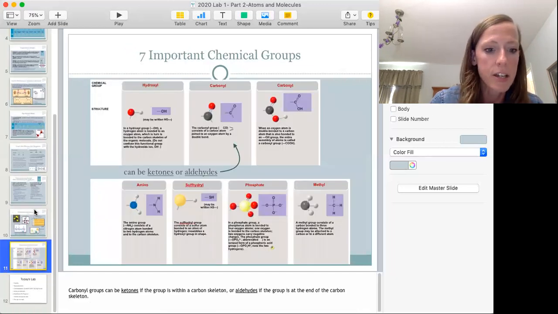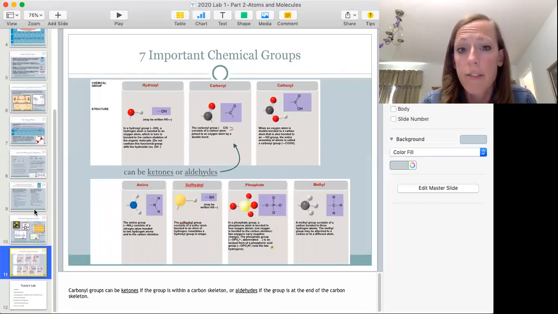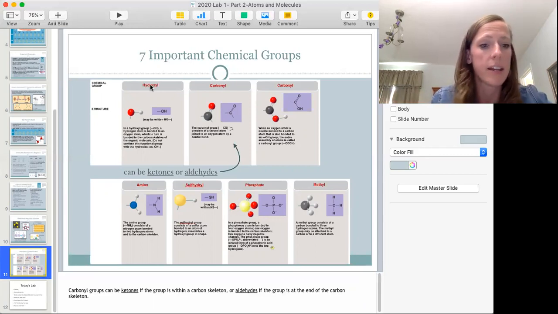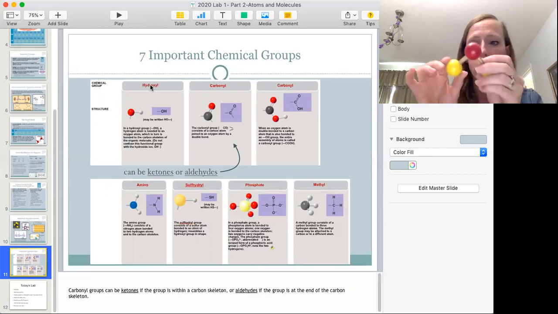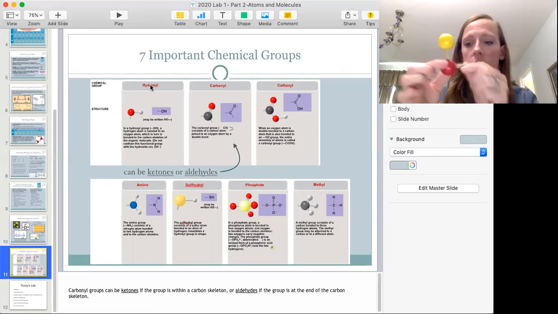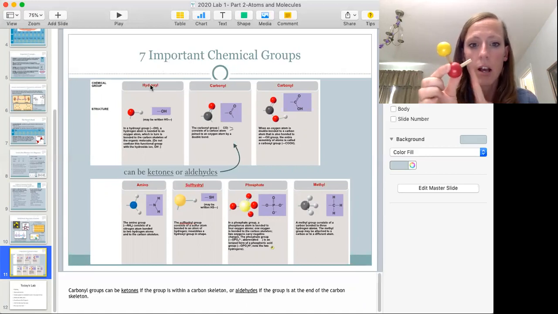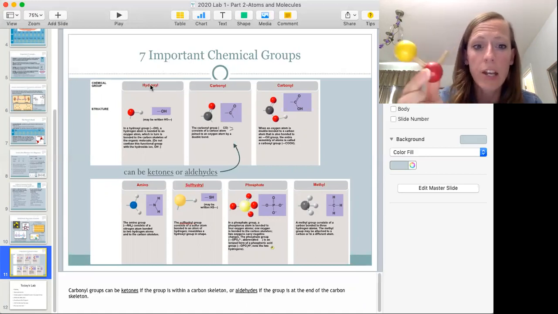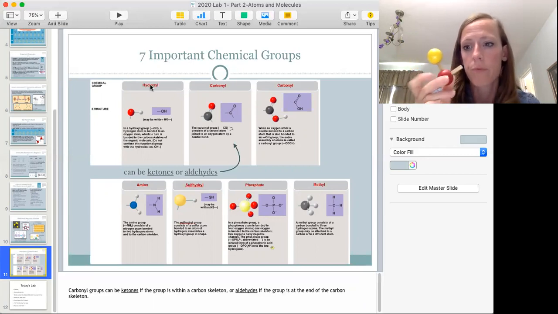All right, the last content slide is that we have 7 very important functional chemical groups, okay, that we want you to know what they look like, and we want you to know some properties associated with them and be able to build them. So for example, the first one is a hydroxyl group. You should know the name of it, hydroxyl group, and you should know that it is basically an oxygen and a hydrogen. So here I have a hydroxyl group right here. It's that simple, okay? Oxygen, hydrogen. You should be able to build that and know the properties associated with it, okay? Know what it is, be able to identify it.